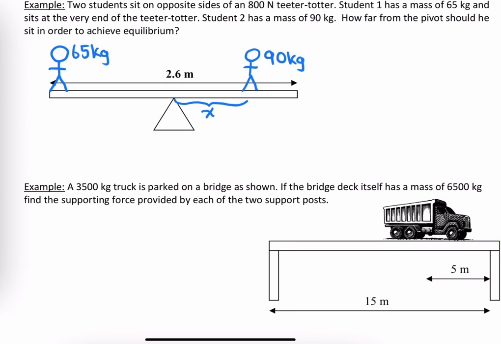All right, so free body diagram. The plank of my teeter-totter is in equilibrium, and it has all these forces acting on it, both students and the supporting force of the fulcrum. So I'm going to draw a free body diagram for the plank of my teeter-totter.